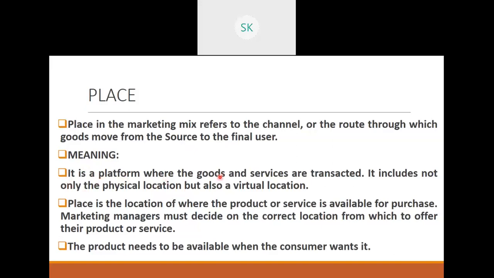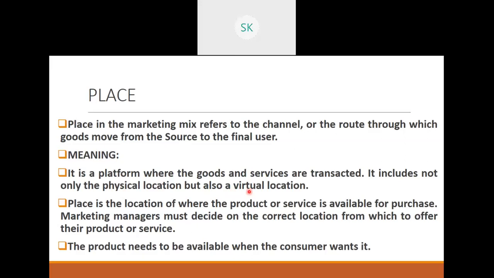Then let's understand a little more. It's a platform where goods and services are transacted. It includes not only a physical location but also a virtual location. Now this virtual location is an addition. Before it was only physical location. So this place is a platform, one base where you will be able to buy the products, and manufacturers or retailers will be able to sell their products. Nowadays, it can be physical as well as virtual. Virtual is all your websites or the apps that you use.